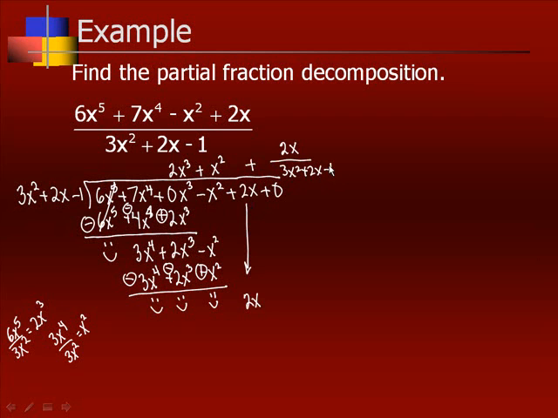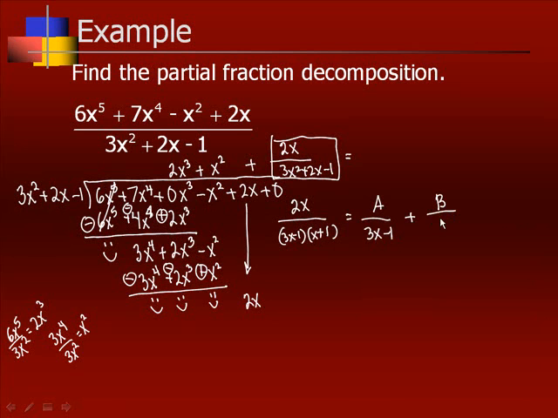The first two terms of our quotient stay in our partial fraction decomposition. We are only concerned now with the remainder. So we're going to rewrite that as 2x over, now if we factor that, we've got 3x and x. We've got 1 and 1, 3x and 1x. We need a positive 3x and a negative 1 to give us a positive 2x. We've got linear factors. So we're going to say A over 3x minus 1 plus B over x plus 1.